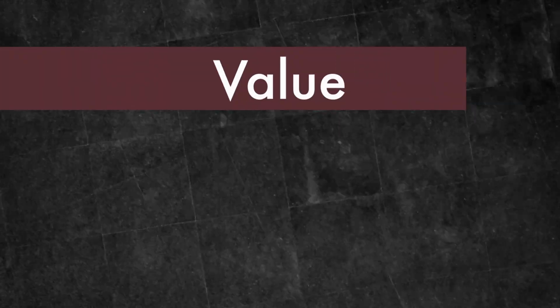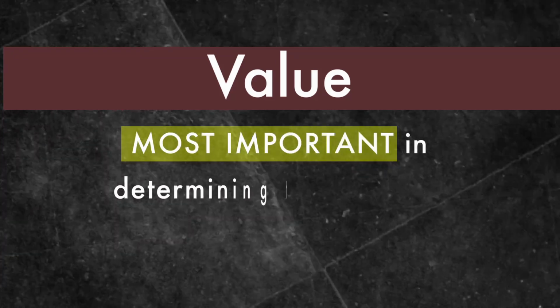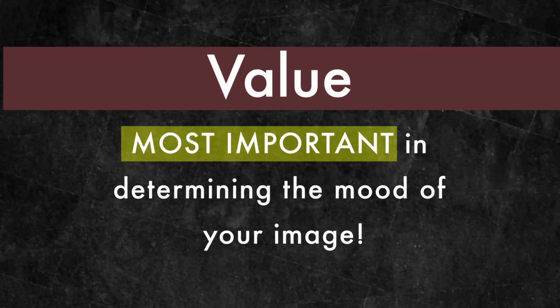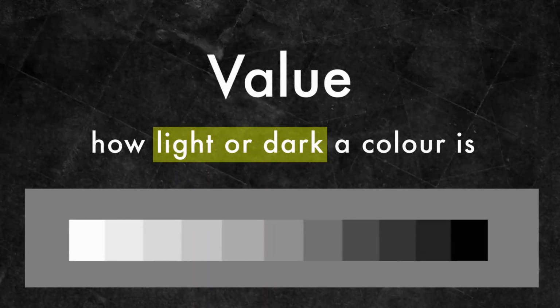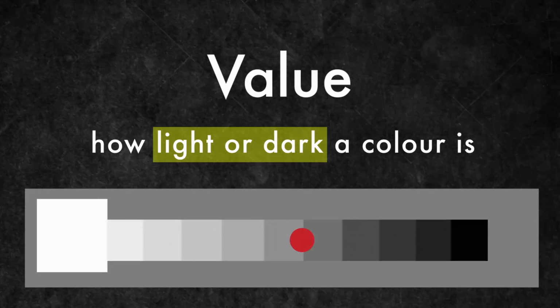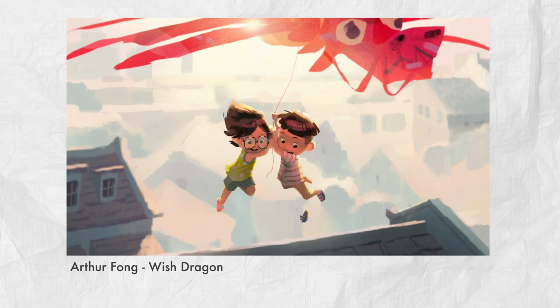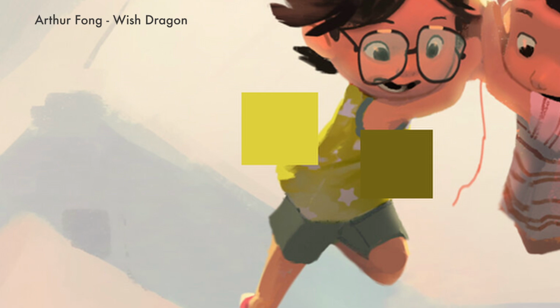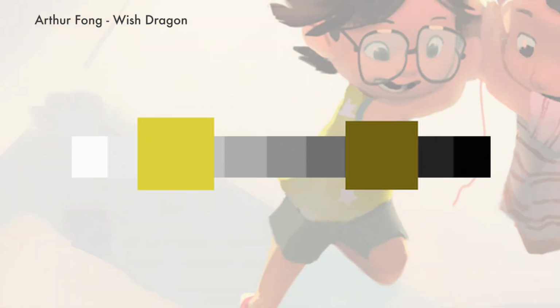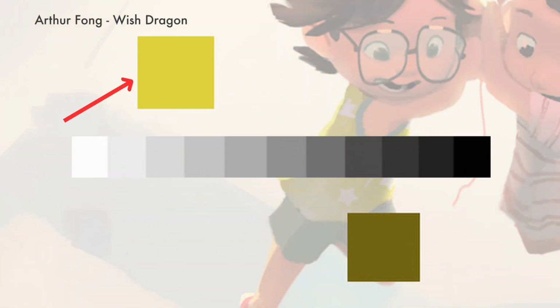First of which is value. This is the most important thing that determines the mood of your image. Value is how light or dark a color is. Any color can go from really bright to really dark. For example, if we look at this image by Arthur Fong and zoom in here, both of these colors are green, but they are far apart on the value scale, making this one much higher in value.